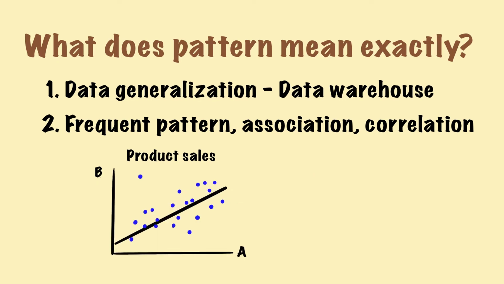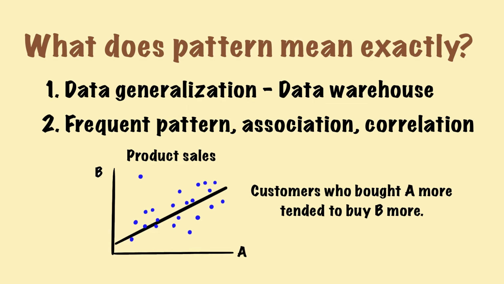Another important thing is association. Say we have sales numbers for A and B, and we draw the scatter plot like this. We can tell that customers who buy A more also tend to buy B more. Maybe the two products are food ingredients that are typically mixed when cooking. Although you may notice this point is far from the remaining points, we normally consider it as an outlier and just ignore it to avoid overfitting.